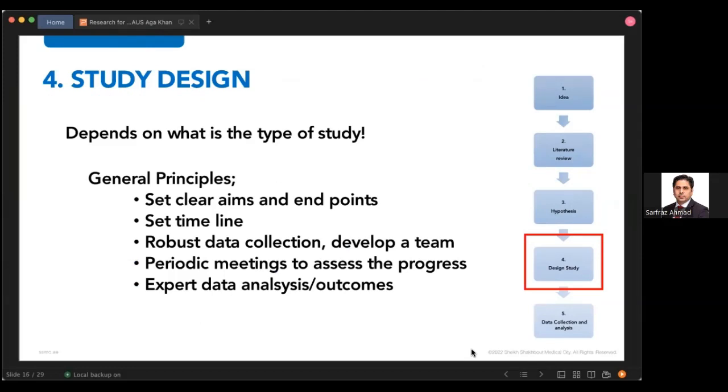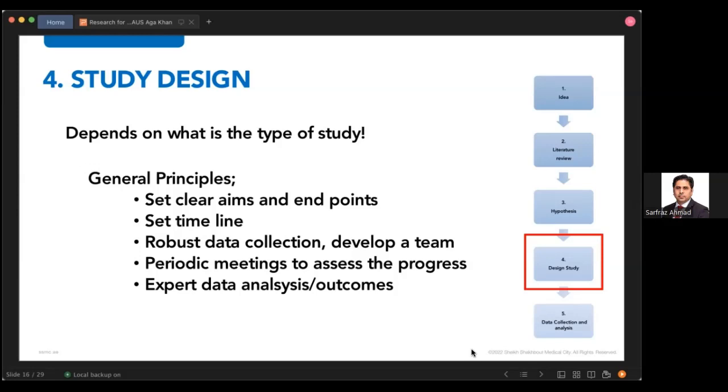After the hypothesis generation comes the study design. As I mentioned, in Grimsey's paper in The Lancet, there are different kinds of studies you can do. The study design will depend on what kind of study you want to do. However, the basic principles are that you need to have clear aims and endpoints, a timeline, and robust data collection. You should have a team identified which will collect the data, and then periodic meetings to assess the progress of the project. Finally, once the data is collected, you need some expertise, either yourself or a statistician, to analyze the data. Then you also need to plan how you are going to write and publish the data. These should be made the framework of your study design at the start.